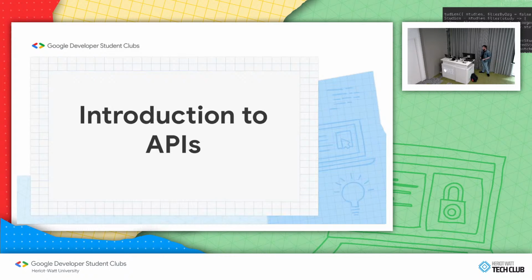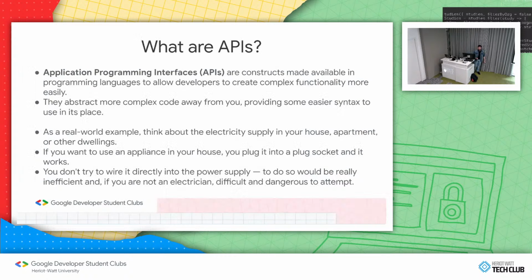So now let's have a short introduction to APIs. This is important before we move to Firebase, since most of the interaction with Firebase is based on APIs. So what are APIs? API stands for Application Programming Interface or interfaces. They are constructs made available in programming languages to allow developers to create complex functionality more easily. So what APIs help us to do is they help us separate the complex parts of your code and make it accessible to you via simple commands, basically.